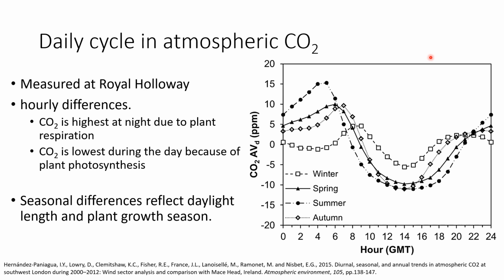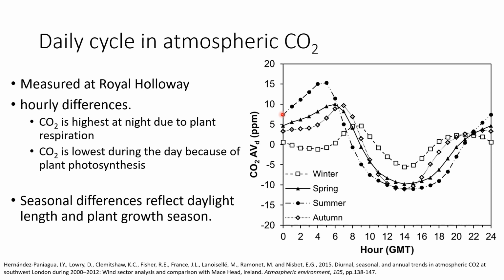So, on the right-hand side here, we have this graph. And on the y-axis, don't worry about the numbers here. Essentially, high values mean there is more CO2 in the atmosphere, and low values means there is less CO2 in the atmosphere. And we've got the hours of the day along the x-axis from midnight and back to midnight again. And you can see we have each of the 4 seasons, winter, spring, summer and autumn, classified as different symbols. I want you just to focus on summer, so these black dots.